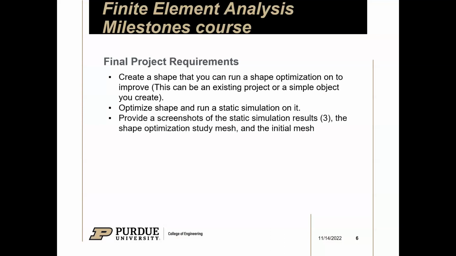What you need to give us are 5 total screenshots. It's gonna be the static simulation results that you've been doing this entire time: the displacement, the stress, and the safety factor after you've already done the shape optimization. And you're gonna need to give us the shape optimization study mesh, and then the initial mesh that's given to you before you start the shape optimization. So once you generate your mesh, take a screenshot of that for us. Are there any questions right now?